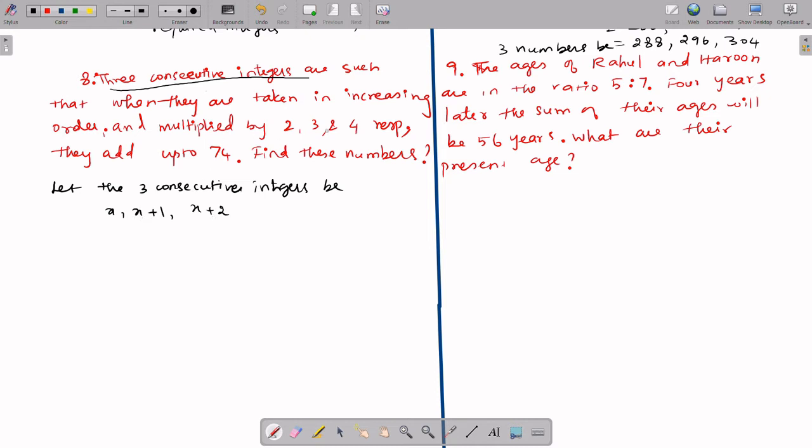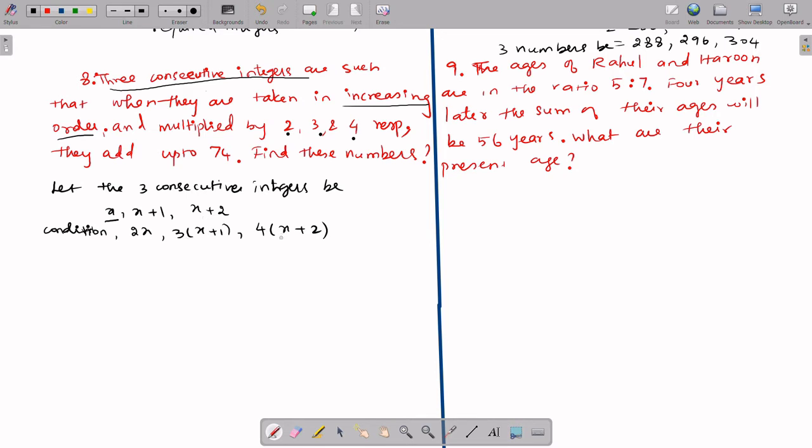So according to our given condition, the first number is multiplied by 2, the next one by 3, and the next one by 4. The previous problem did not have this line about increasing order, but this problem has it. That's the difference. So x, x plus 1, x plus 2 are multiplied by 2, 3 and 4: 2 into x, 3 into x plus 1, and 4 into x plus 2.